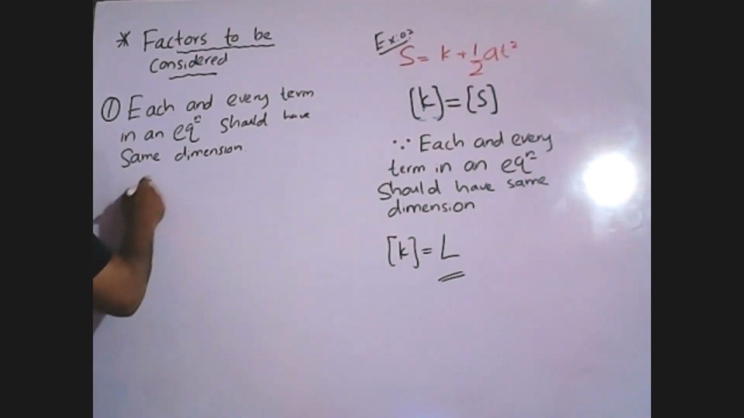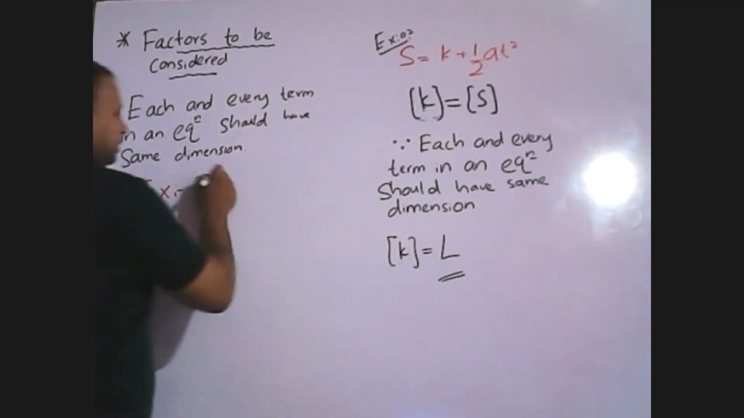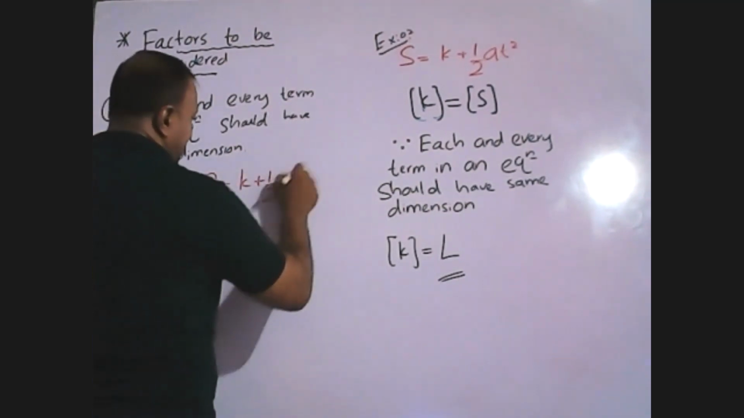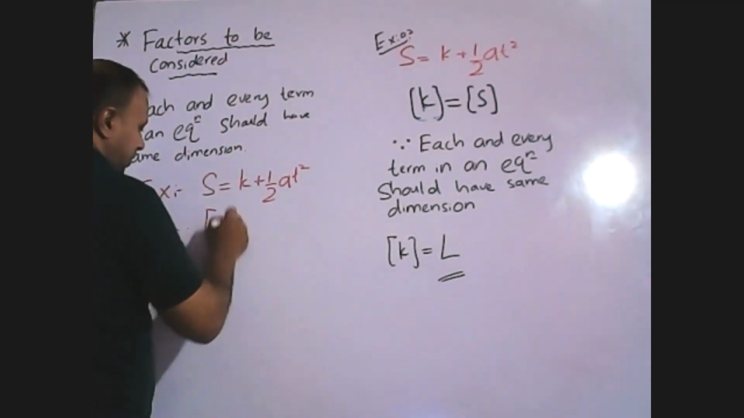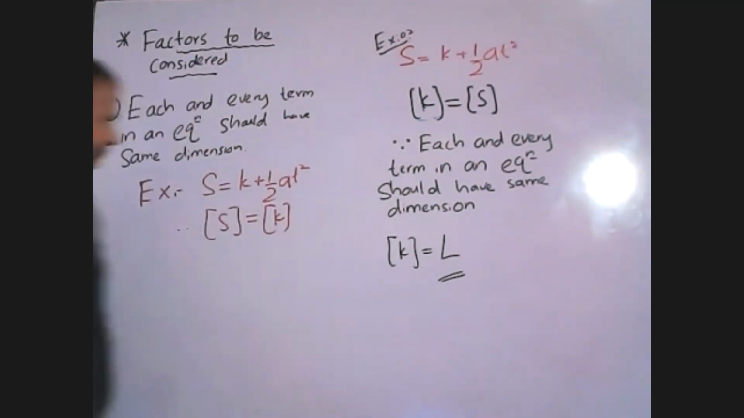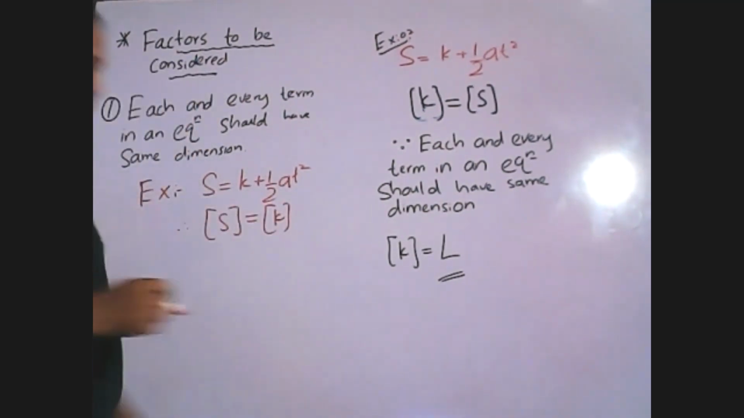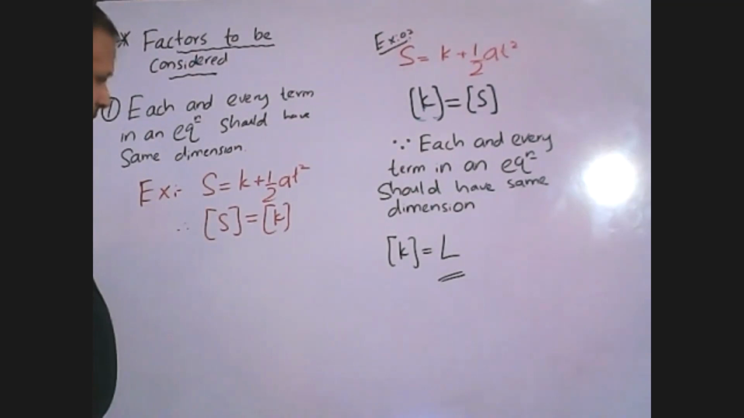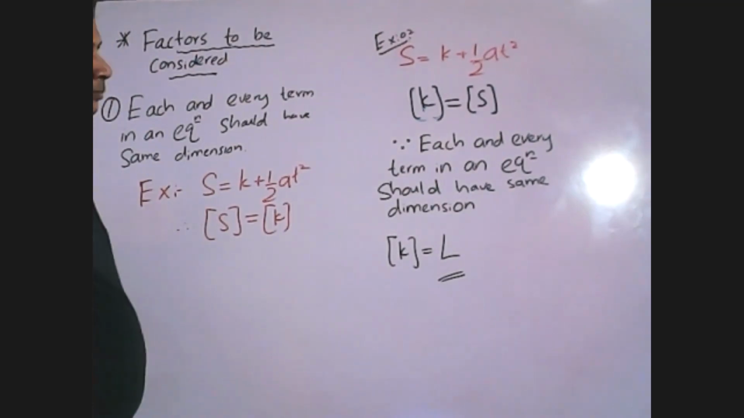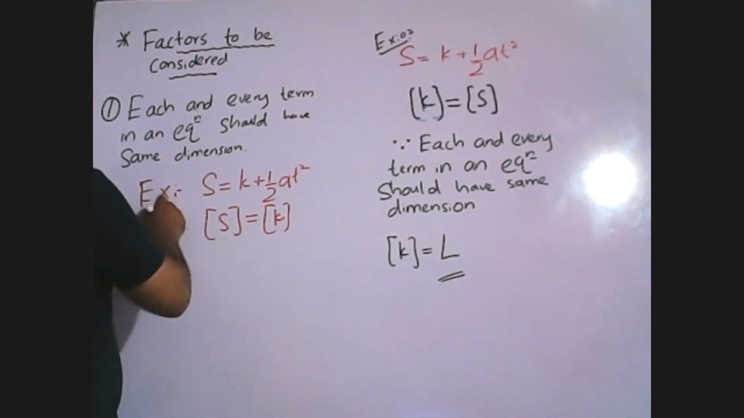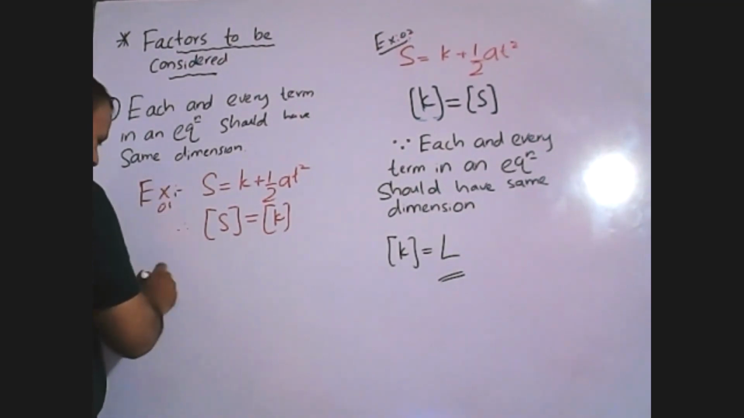You can write the previous example, no? S equal K plus half AT squared. So, the dimension of S should be equal to the dimension of K. Example 1. Example 2.